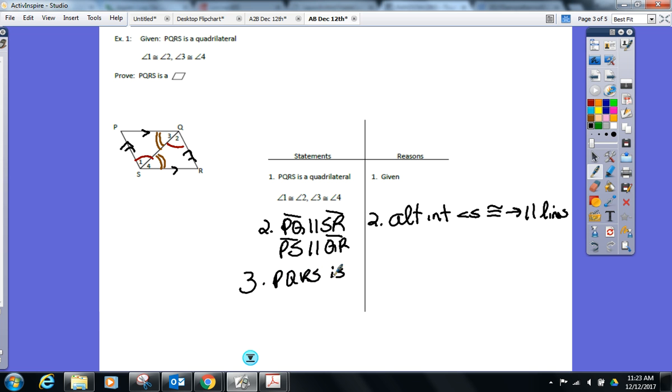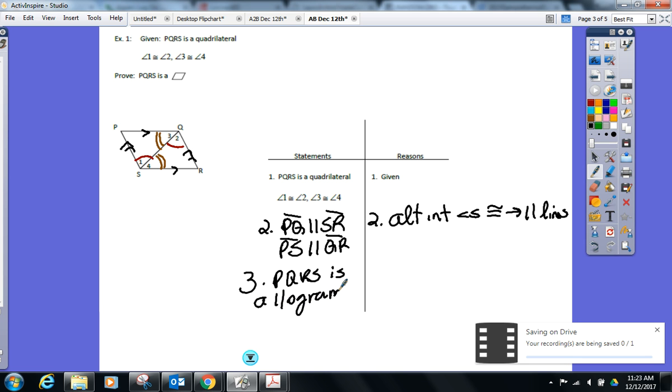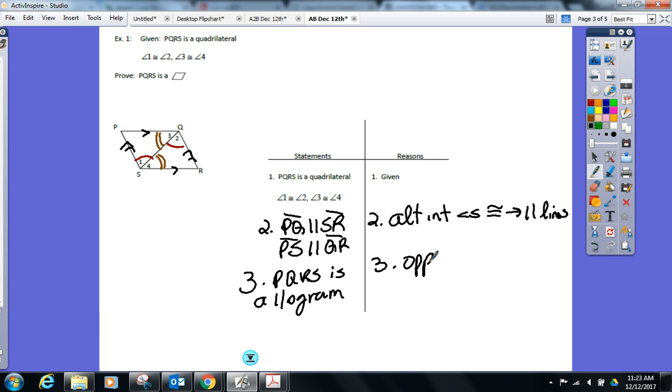So number 3, PQRS is a parallelogram. I'm not a big fan of the symbol. Why is it a parallelogram? Opposite sides parallel imply a parallelogram. Okay.